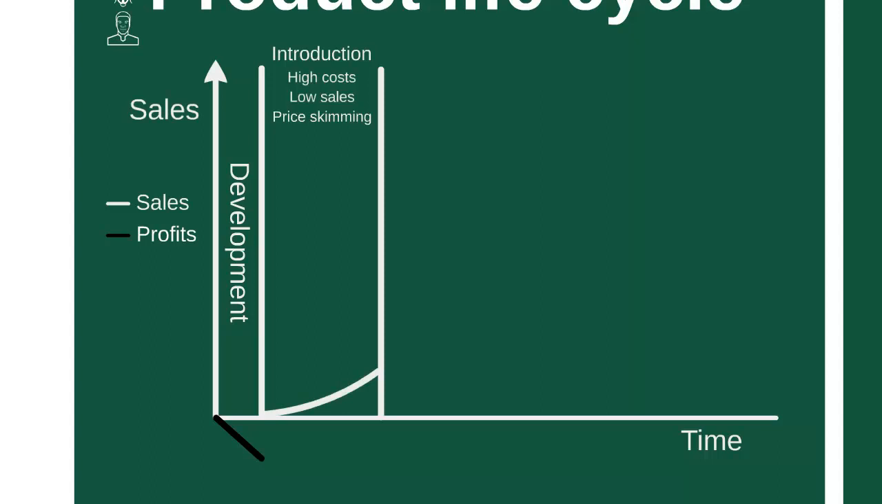And so at this stage, we see that sales are starting to pick up, but profits are continuing to decrease, or losses are continuing to increase, as I should say, as we have a lot of costs involved in trying to get this product to the market, and we're not actually generating that much revenue yet. And that brings us on to the next stage, which is the growth stage.